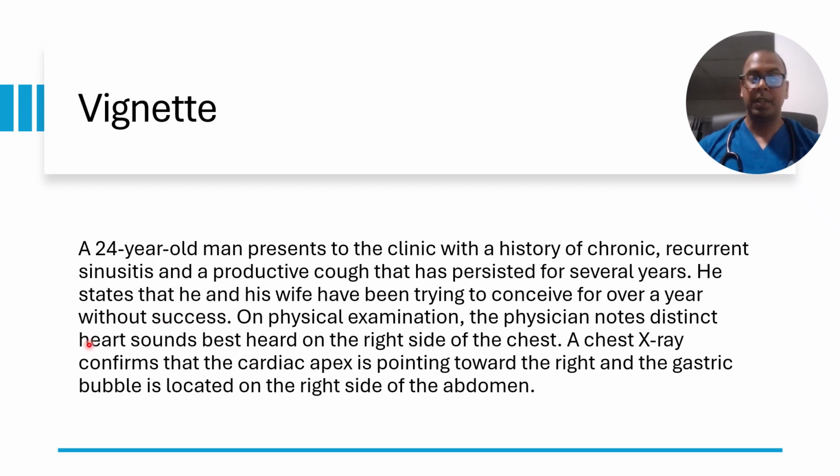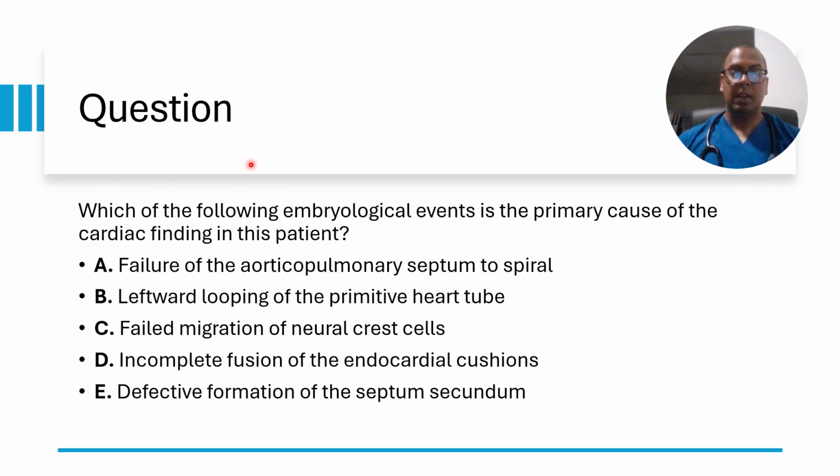On physical examination, the physician notes distinct heart sounds best heard on the right side of the chest, and a chest X-ray confirms that the cardiac apex is pointing towards the right, and the gas bubble is located on the right side of the abdomen. And let's look at our question. Which of the following embryological events is the primary cause of the cardiac finding in this patient?